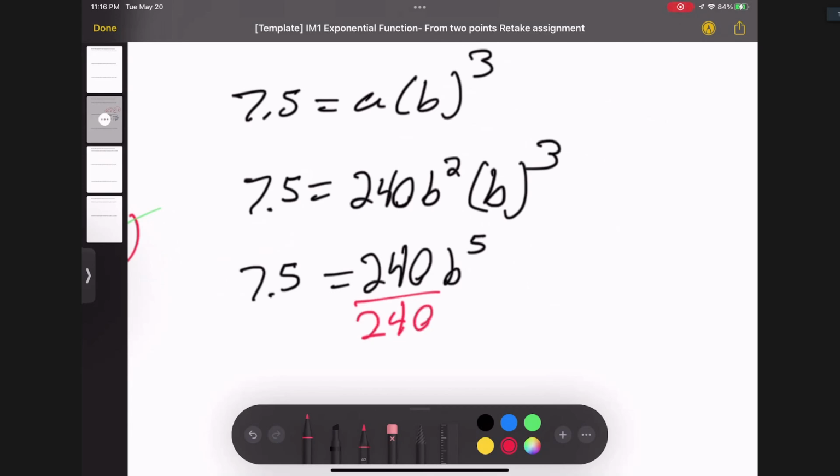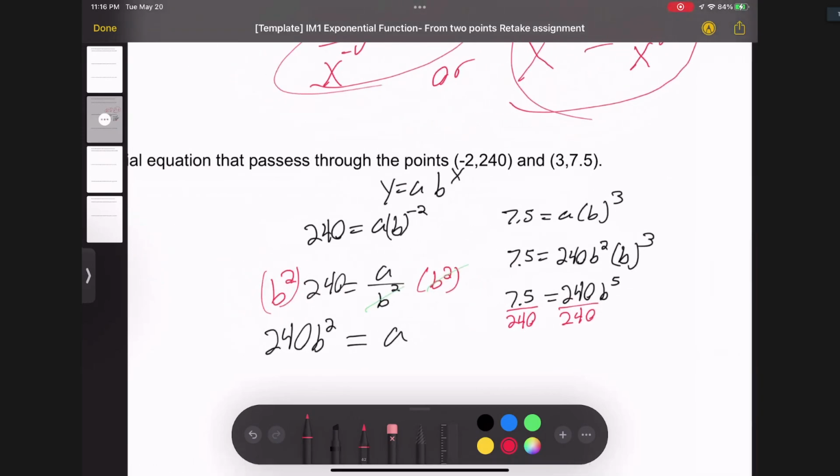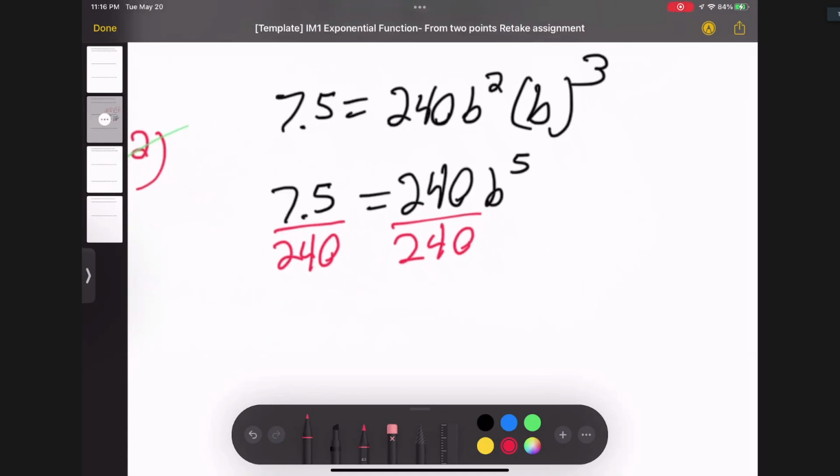240 divided by 240 on both sides. I feel like something's going on, but no, everything's right. Okay, I guess it's just going to be the way it is. It looks like we're going to have a decimal. So we're going to have b to the power of 5, and I'm not that good, so I'm going to have 7.5 divided by 240.